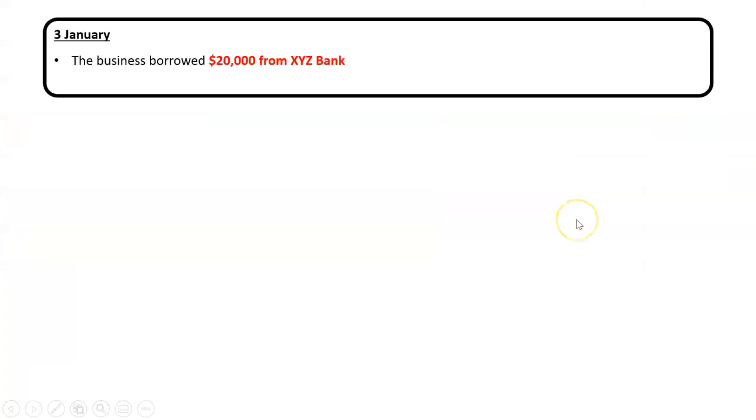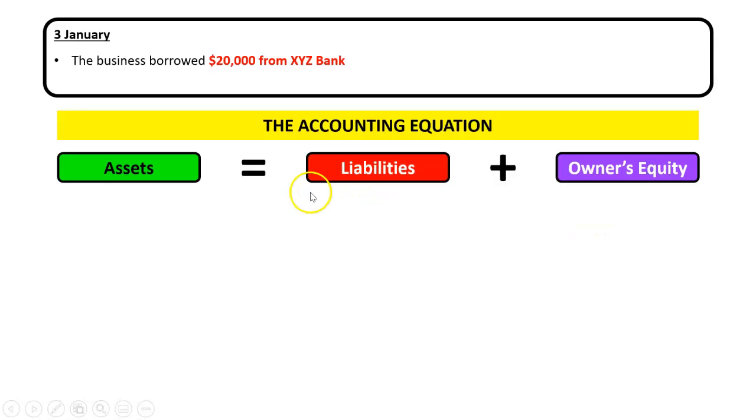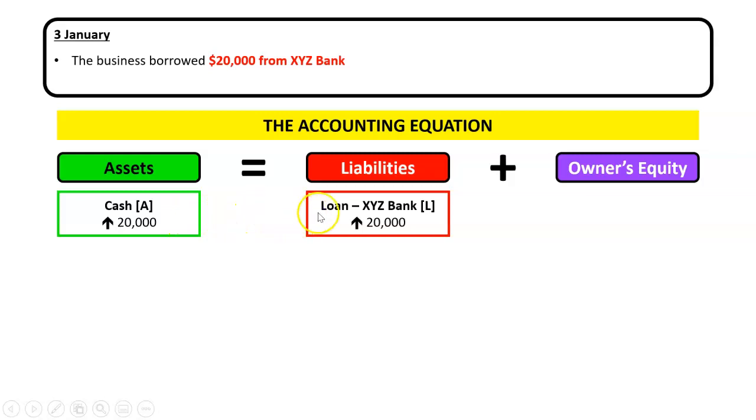On the 3rd of January, the business borrowed $20,000 from XYZ Bank. Here's our accounting equation. What's it got more of? It's got more money. Money is an asset called cash, and that's gone up $20,000. However, that has come with an obligation. That is what we call a liability, and that obligation is the loan to repay to XYZ Bank. And that's our accounting equation.